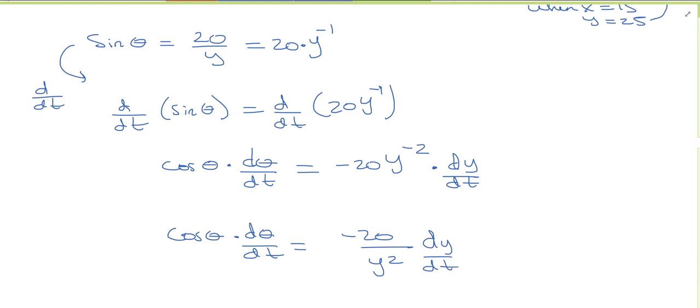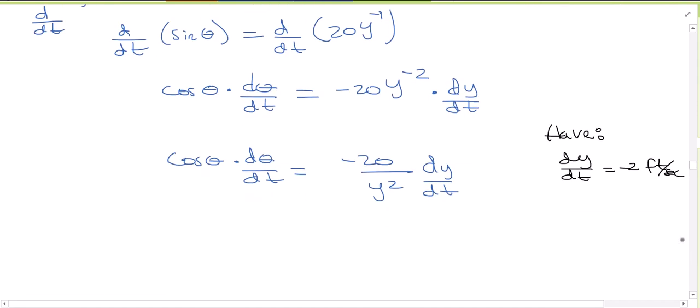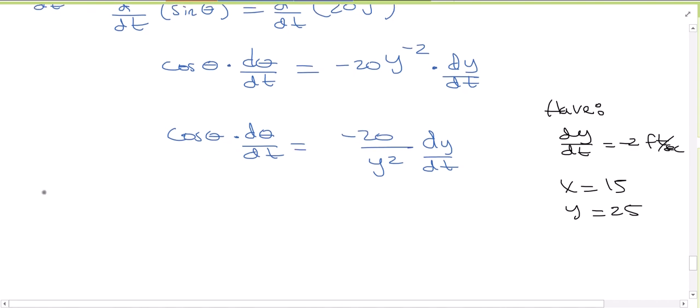And so now let's remember what our information was, what it was that we have. So we have that dy dt was negative 2 feet per second, and we wanted to know d theta dt when x was 15 and y was 25. So we have y, we need cosine of theta. So let's bring in the triangle again.